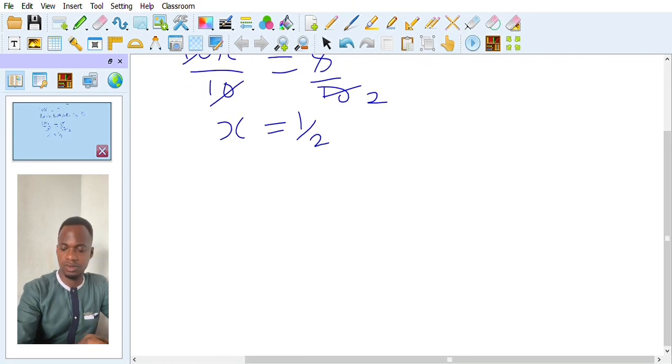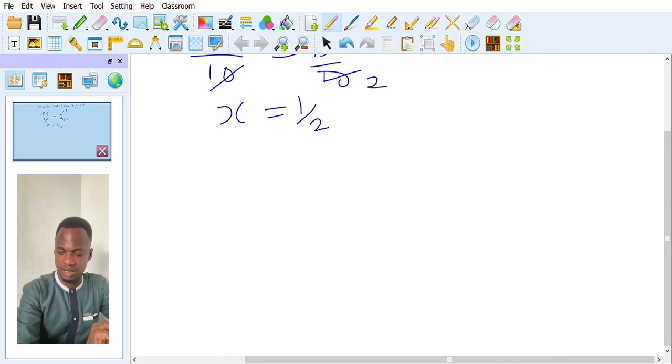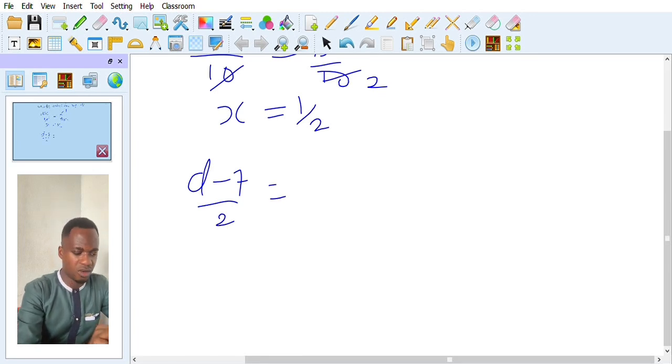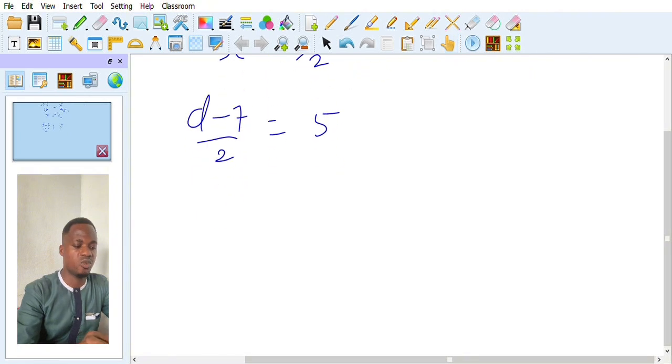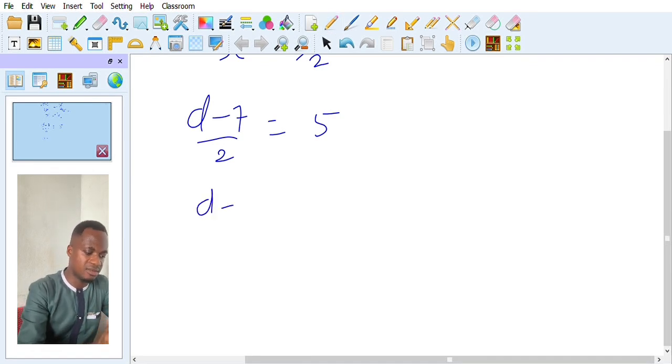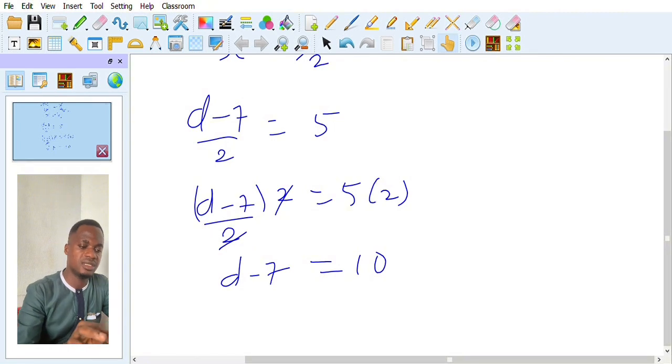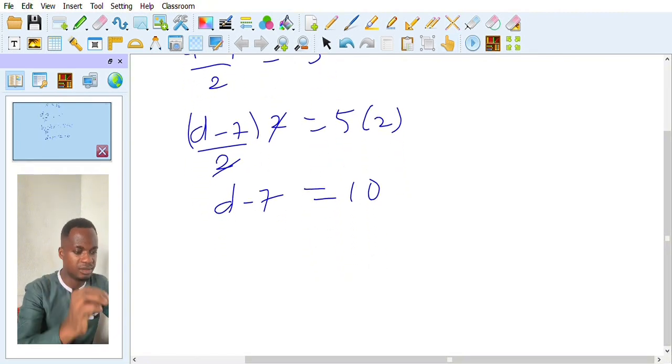In our third example, we're going to look at d minus 7 over 2 is equal to 5. In this case, we have just one denominator, so we're going to use that denominator to multiply both sides. So we have d minus 7 over 2 multiplied by 2 is equal to 5 multiplied by 2. So this can divide this to give us 1, and then we still have d minus 7. 5 times 2 is 10. Please take note that a bracket is the same thing as times.